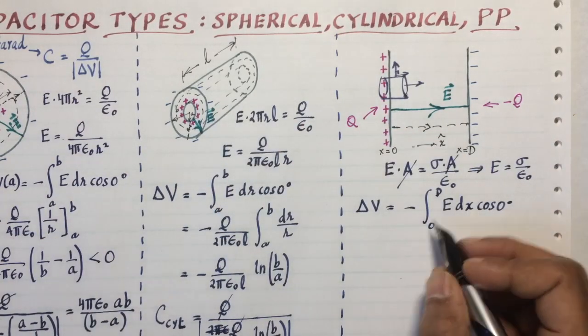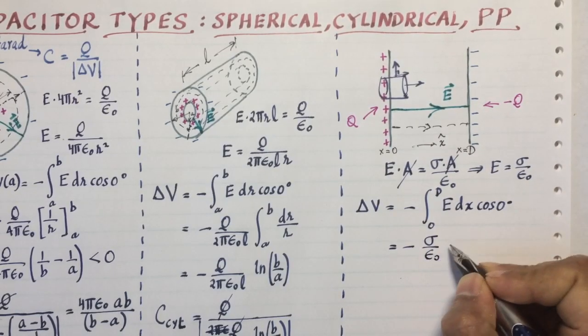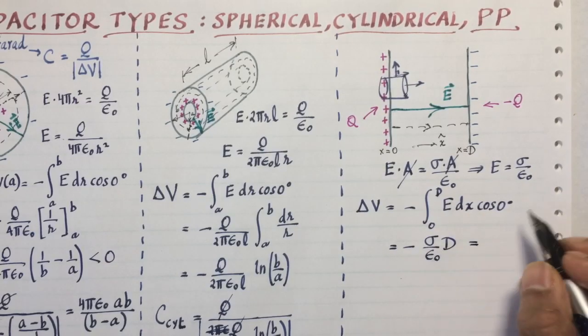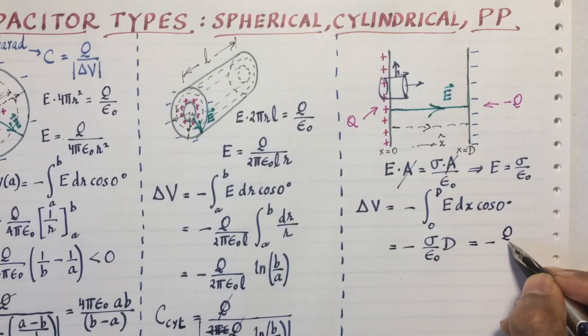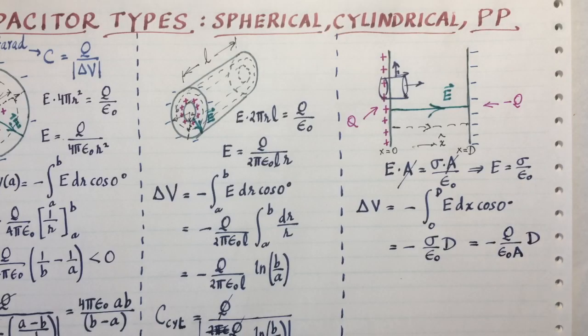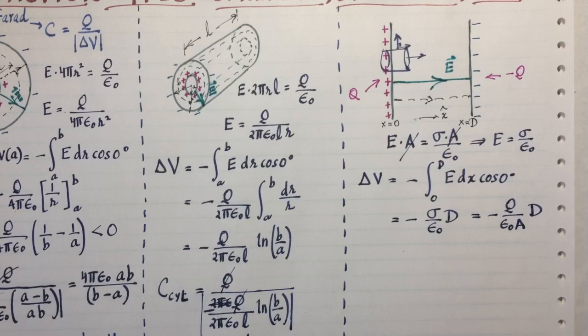Let's calculate this. That's going to be negative sigma over epsilon naught times d, because the integral of dx is just d. Now let's put what sigma is. Sigma is the charge q divided by the plate's area. So again, poor Mr. Gauss said that you can only use this if the plates are infinite. We say, no, we're going to do it anyway.